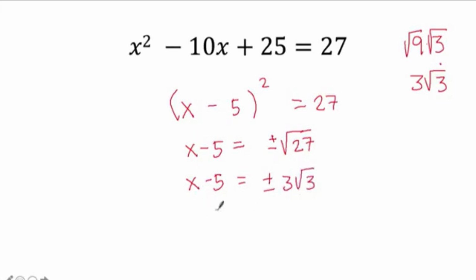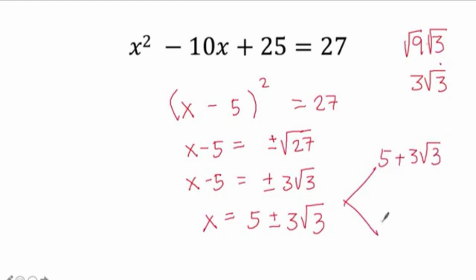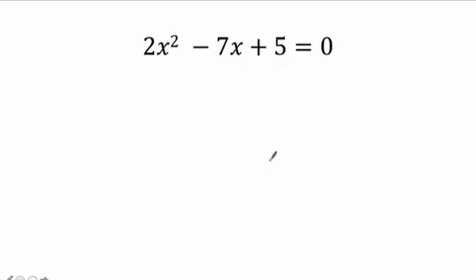And then solving for x now, we add 5 to both sides of the equality to get 5 plus or minus 3 square root of 3. So this is now our solution. There are two roots. One is 5 plus 3 square root of 3, and the other one is 5 minus 3 square root of 3. Okay, let's have another example.